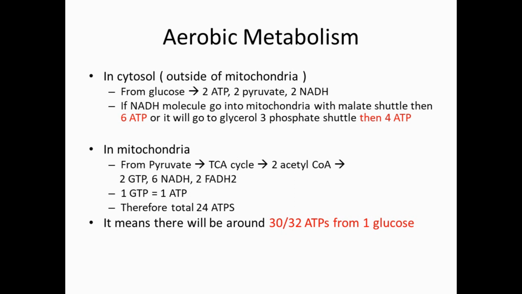So in the mitochondria, pyruvate will go into the TCA cycle, and that will give us 2 acetyl coenzyme A. So 2 acetyl coenzyme A will give us 2 GTP, 6 NADH molecules and 2 FADH2 molecules. So 1 GTP is equal to 1 ATP. Therefore we will get 24 ATPs. It means there will be around 30 to 32 ATPs from one glucose in aerobic metabolism.